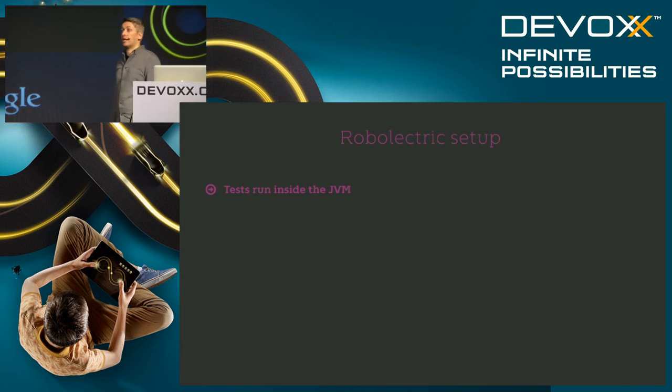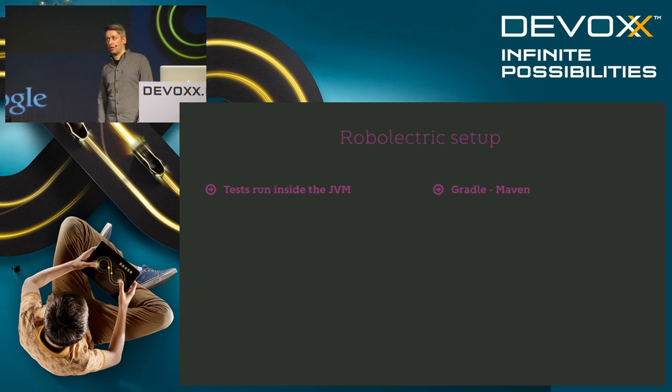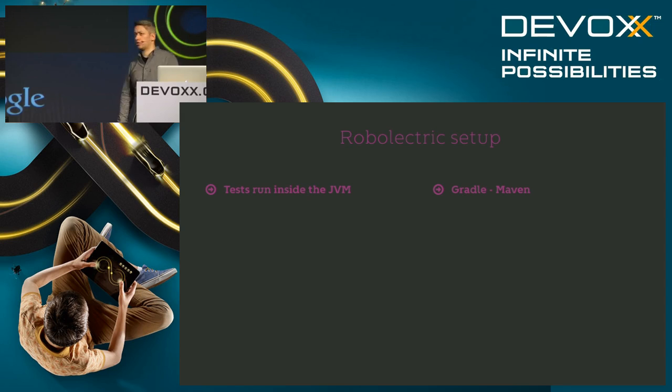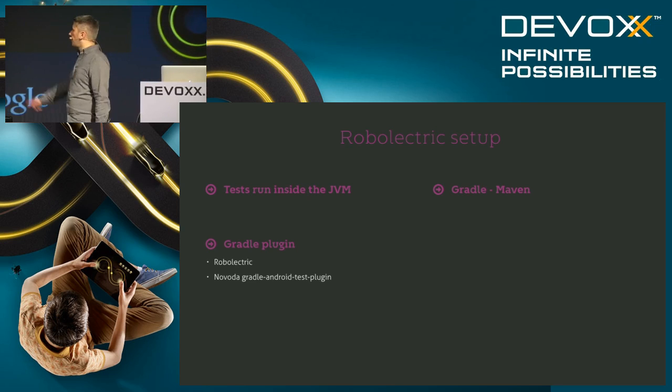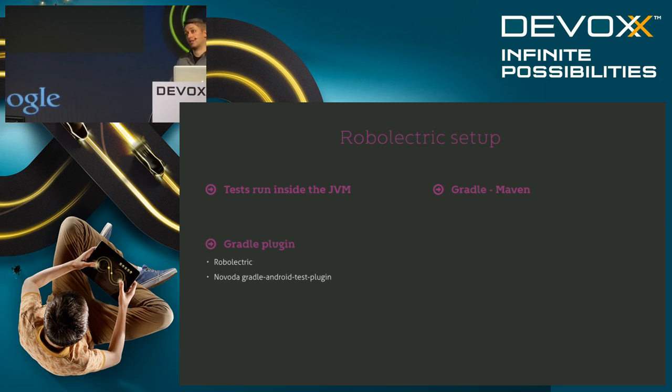How can you set this up? Well, as said, this will only then run on your Java virtual machine. You can use it with Gradle or Maven. I'm really focusing on Gradle this afternoon, but for the rest, there's basically none of the tools that couldn't also work with Maven. There is a Gradle plugin available, one from the Robolectric people themselves. There's also a few other people that have written a Gradle plugin to integrate Robolectric into your Gradle builds. I think the most well-known one is by a company called Novoda.